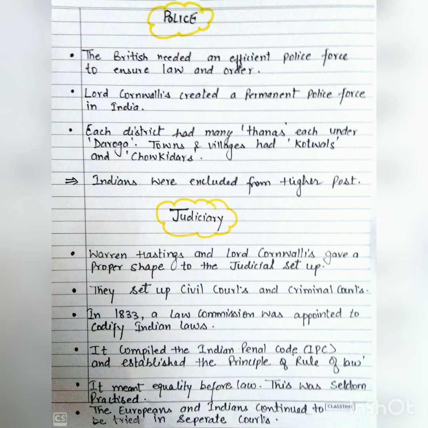And in 1833, a law commission was appointed to codify Indian laws. It means all these laws were written down under the Indian Penal Code, IPC, and established the principle of rule of law. I hope rule of law is clear to all of you. It means that everyone is equal before the law. One law for all. But this also was never practiced. The Europeans and Indians continued to be tried in separate courts. It means that there were separate courts for both Indians and Europeans.